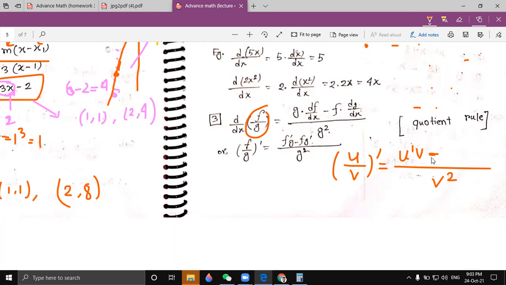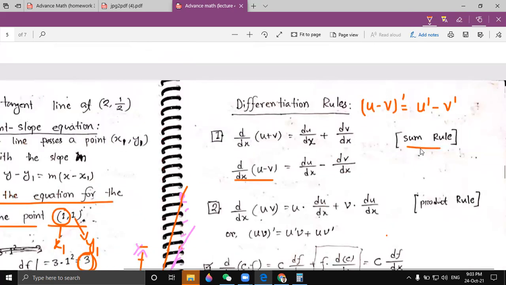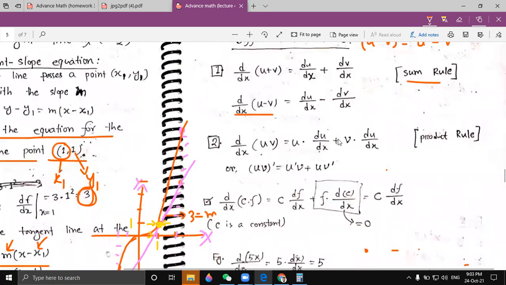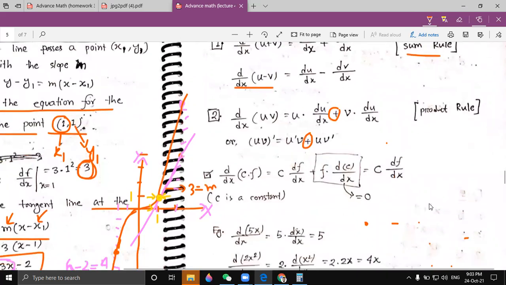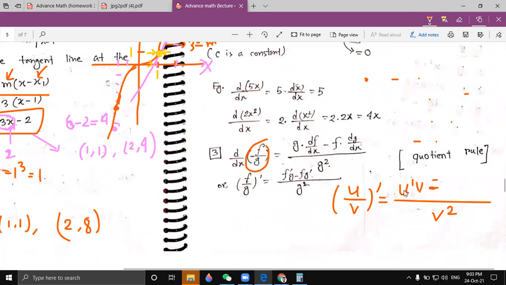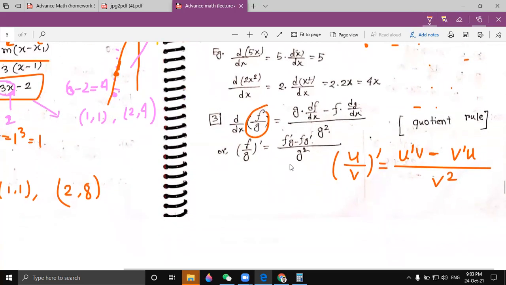Remember this sign, this is minus, but previously we had plus here, right? But now we have minus. Why? As we differentiated u before, now we have to differentiate v, and we will keep u. So this way, this is the quotient rule.